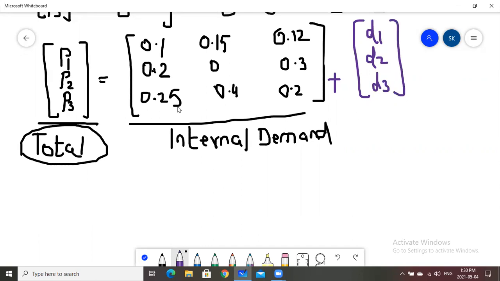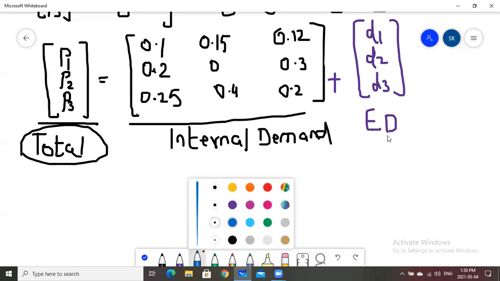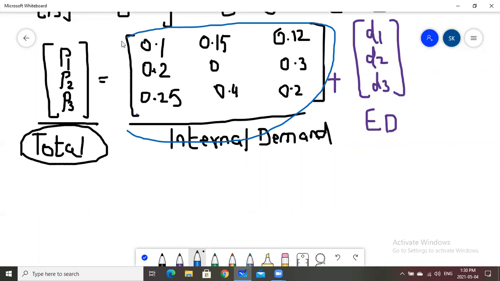So this is the main concept of the Leontief input-output model. What is the main concept? It states that for the three sectors to produce P1, P2, P3 products, these sectors will have internal demand, which is shown by this very first matrix, and then it will also have the external demand, that is represented by D1, D2 and D3. So this whole is the internal demand and this whole is the external demand.